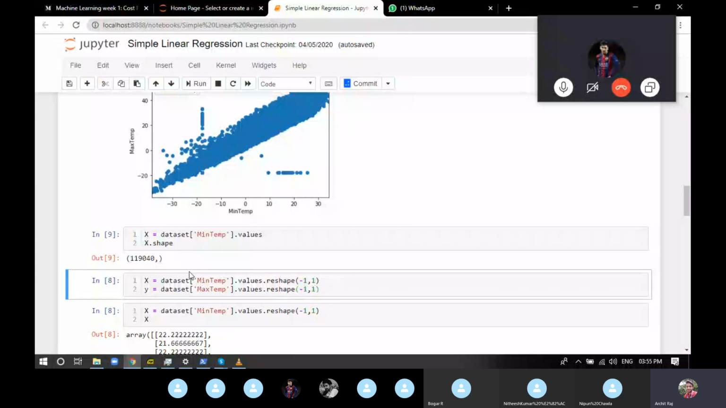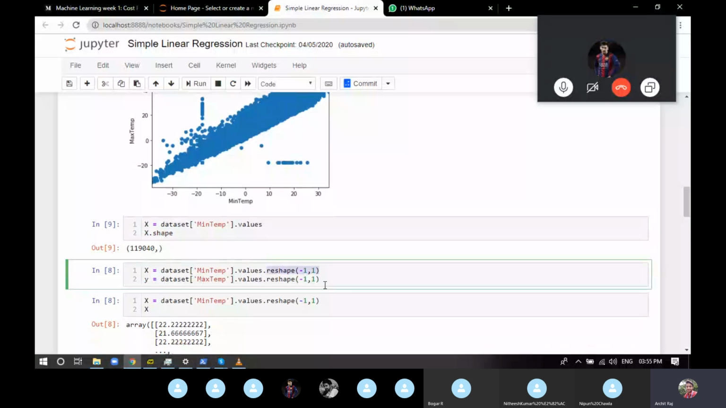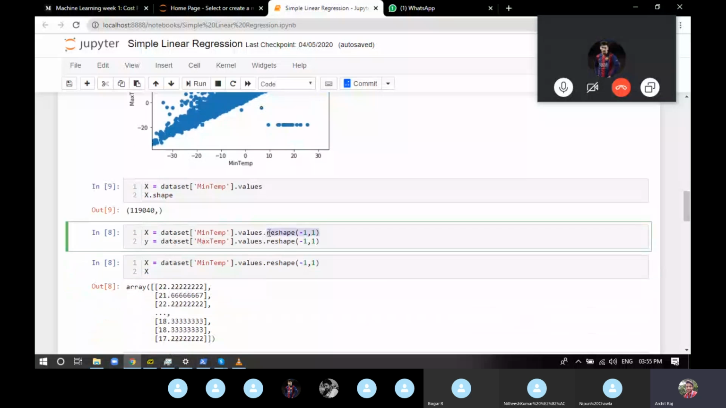And how do we give it 2D data? We just do a scaffolding, like a padding of a row. So we just write reshape of -1, 1. What it's going to do is take your data. It's not going to change the format or the data. It's just going to provide a single, blank column.